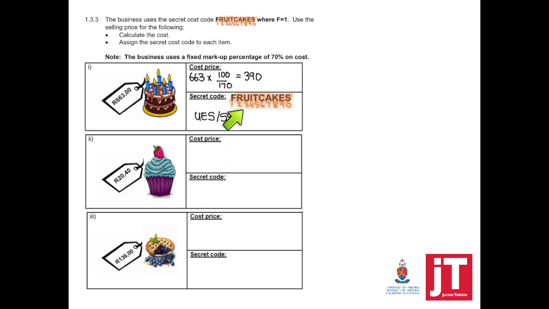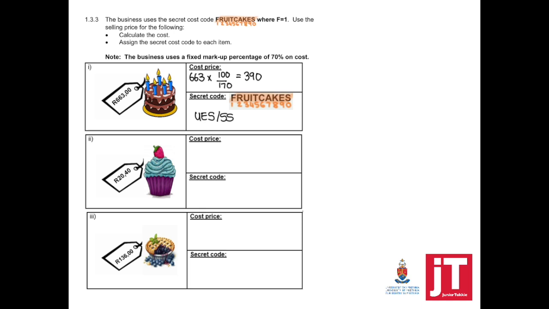The 3 is U, the 9, E, S is for 0. Dash means we start moving to cents. So again, I'm going to remind you, read the instructions carefully and see with what the first letter starts. Otherwise, you're going to get this completely wrong.